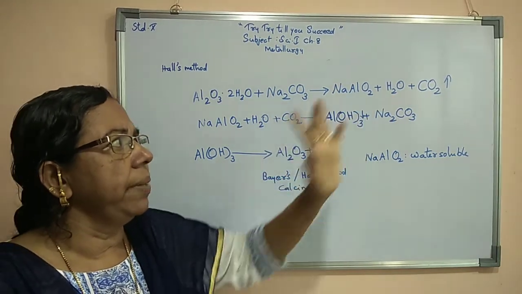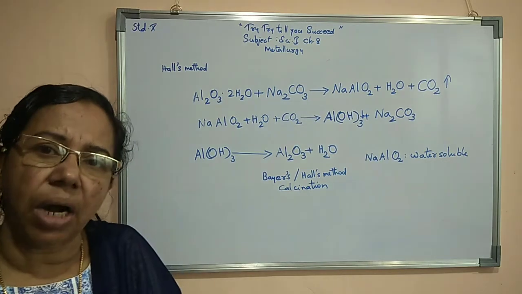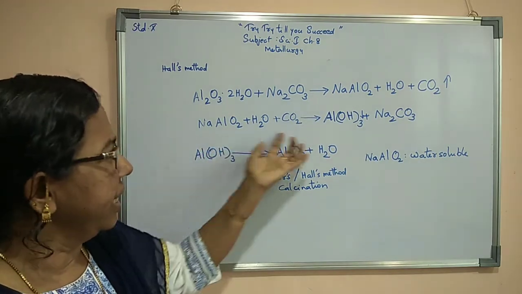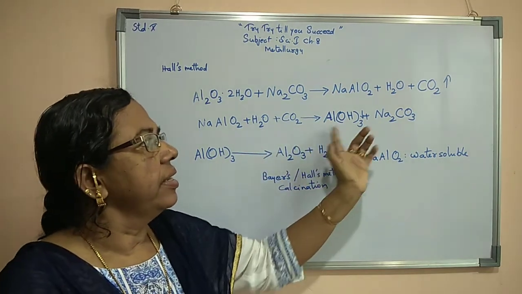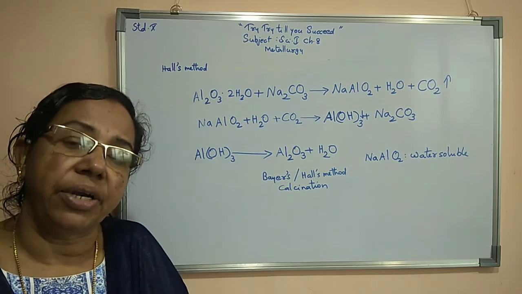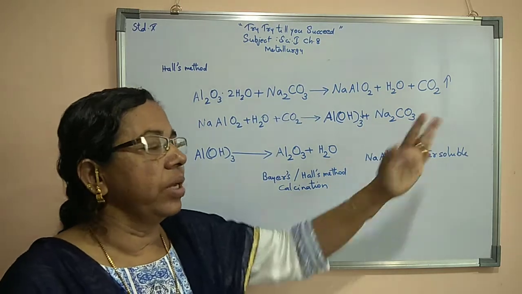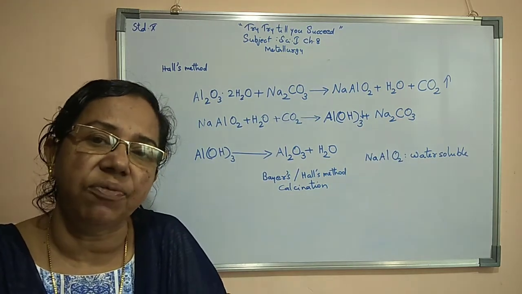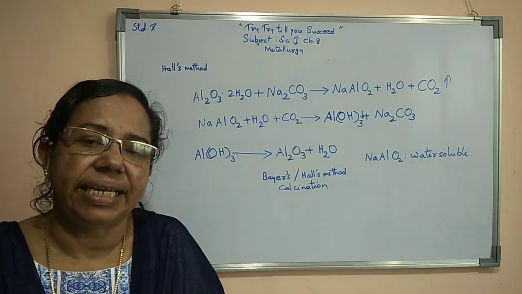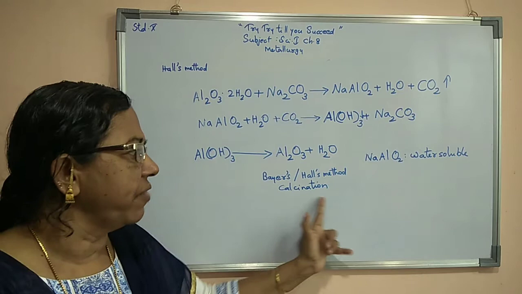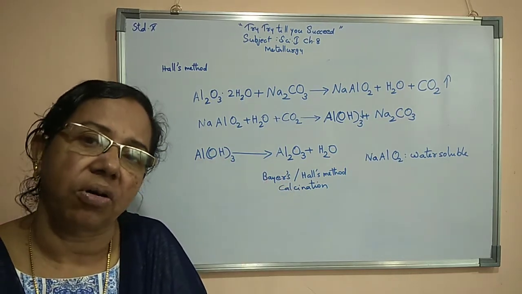As a result, sodium aluminate forms, plus water and carbon dioxide gas. Carbon dioxide gas evolves out. Now, in the same container, we pass carbon dioxide gas again. As a result, aluminium hydroxide forms in solid condition, so precipitation takes place. Then sodium carbonate remains in liquid form, which we can filter out. This aluminium hydroxide we have to calcine. By the process of calcination, we obtain aluminium oxide from aluminium hydroxide.